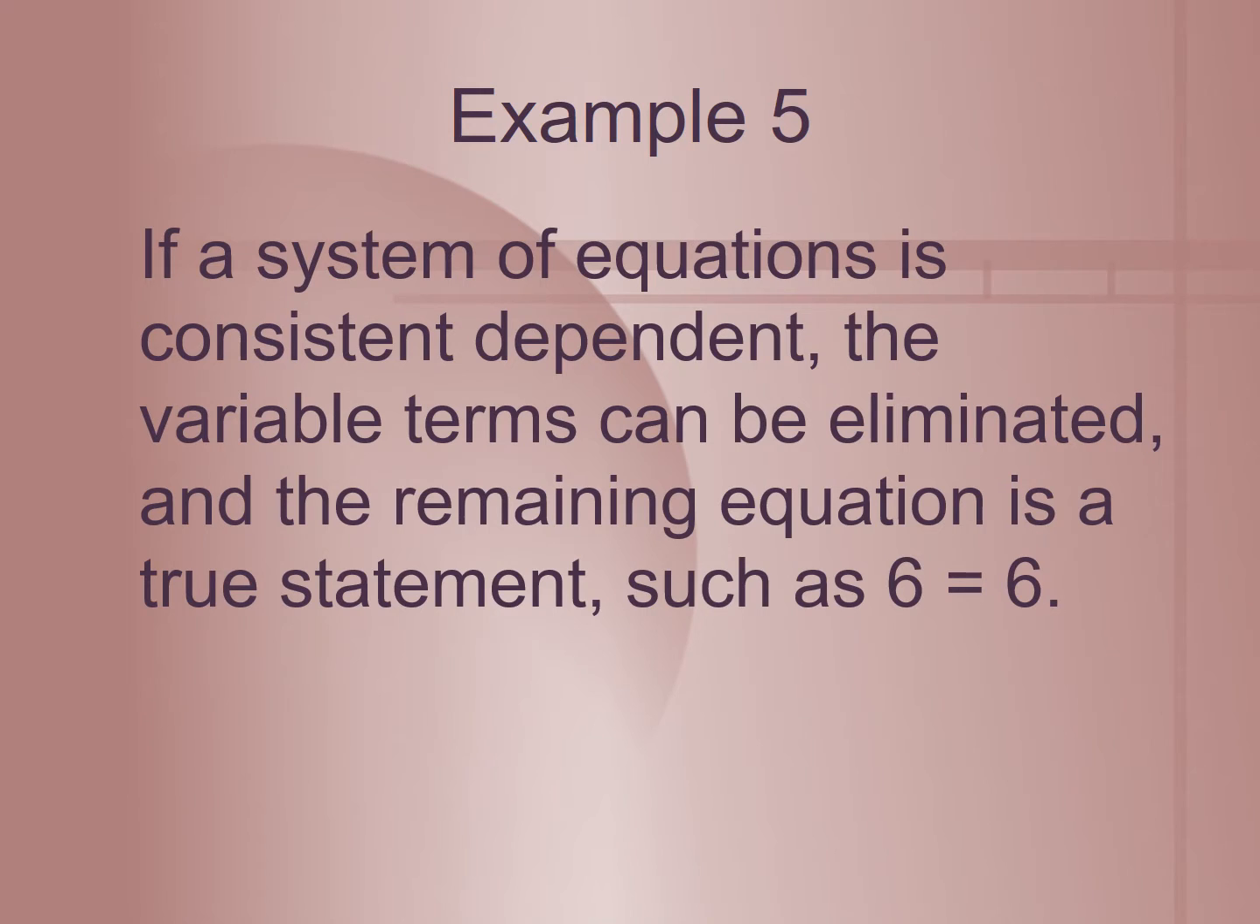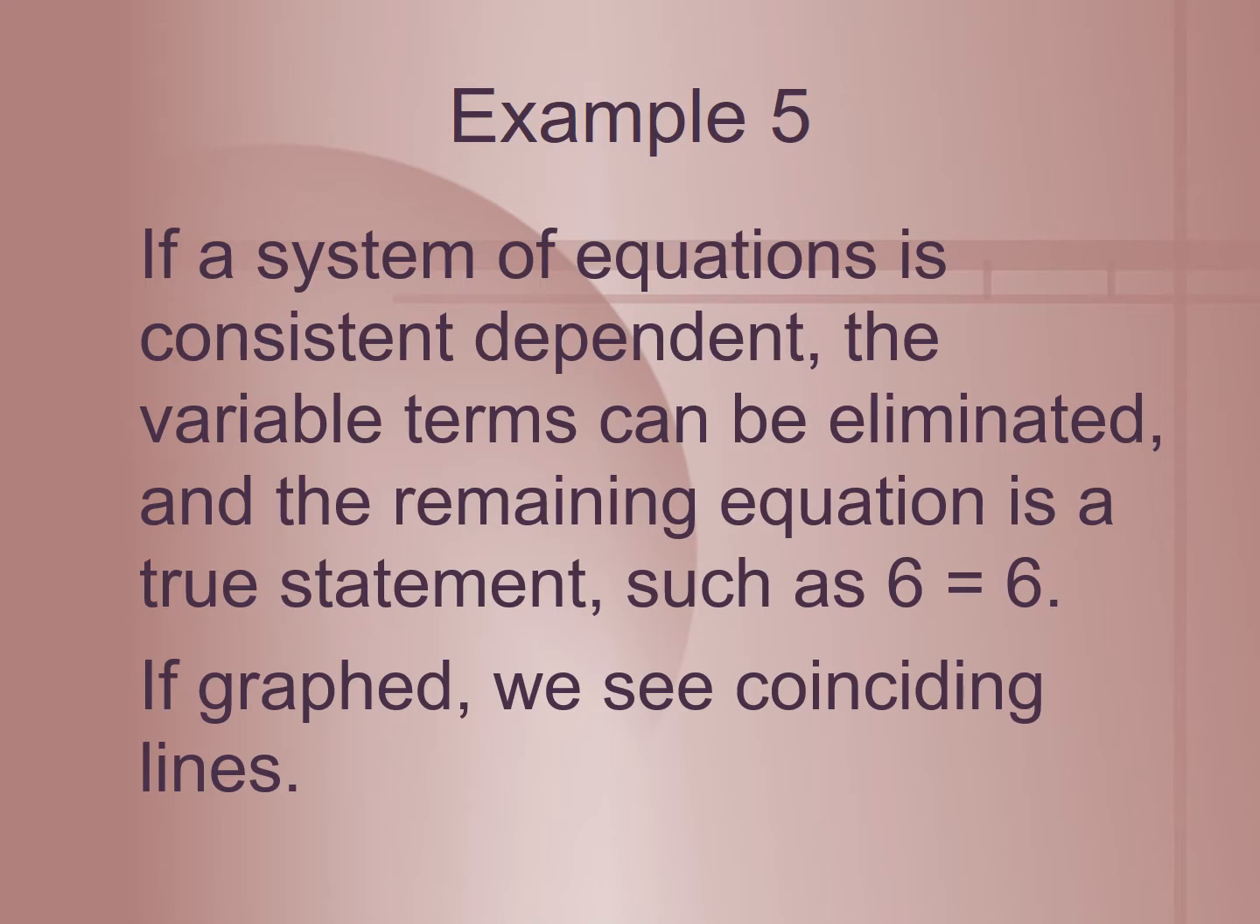Remember back in example 4, we got 0 equals 2, and that was crazy. 0 doesn't equal 2, and that's why we knew that was inconsistent. But in example 5, we got 6 equals 6, which is a true statement, which means that there is a solution. It's just that there are an infinite number of solutions.